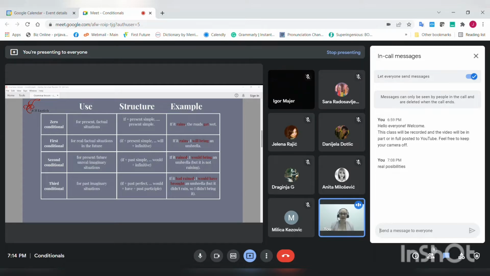Let's make our own sentences. This time, I will call your names from the bottom to the top as I see them. Milica, can you go first?